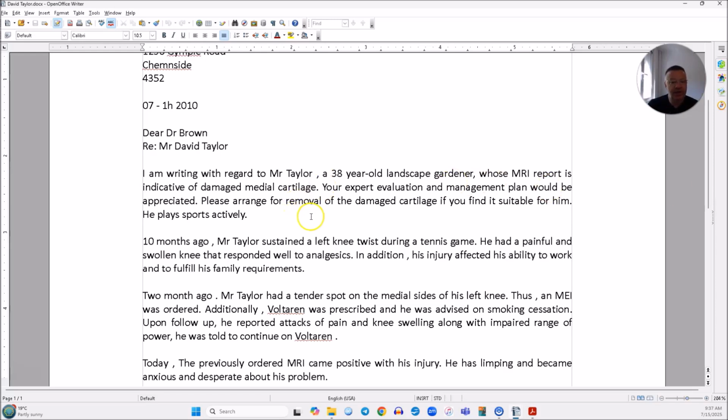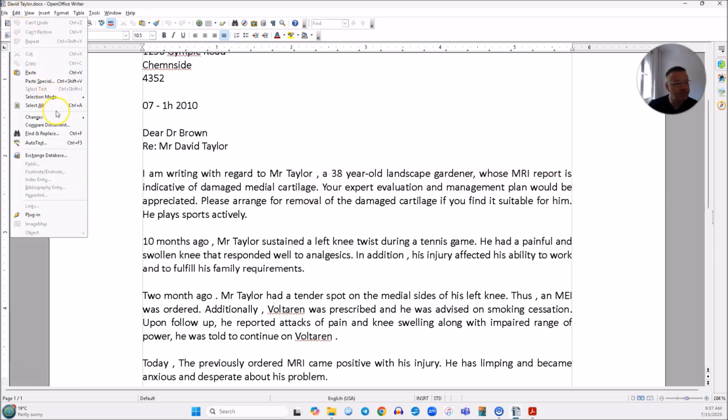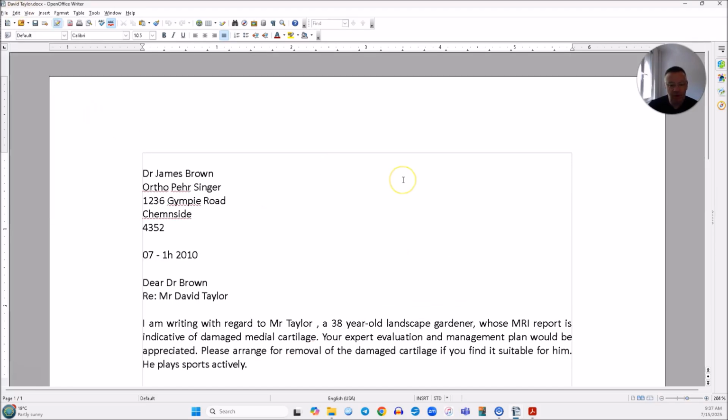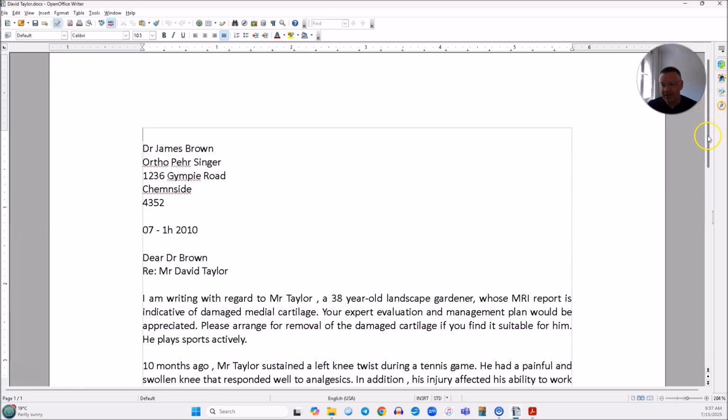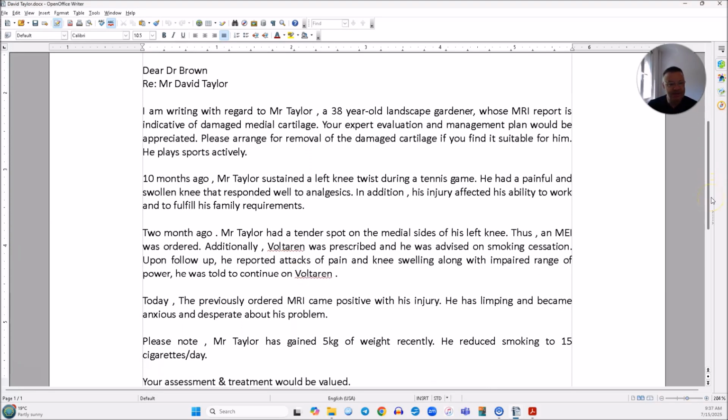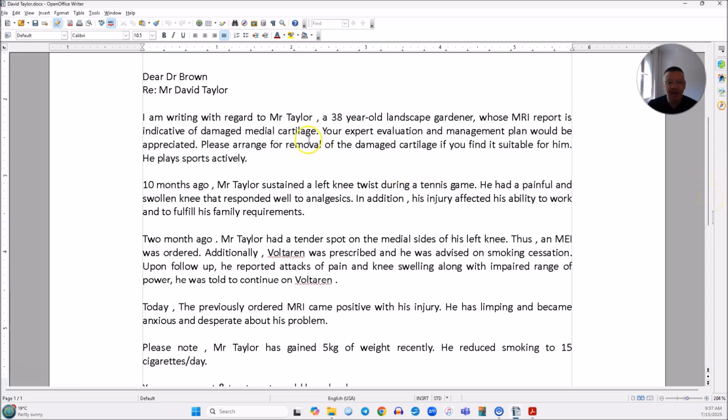Writing with regard to Mr. Taylor, 58, landscape gardener, whose MRI report is indicative of damaged medial cartilage. Your expert evaluation and management plan would be appreciated. Please arrange for removal of expensive. So right, we don't need that in the purpose.